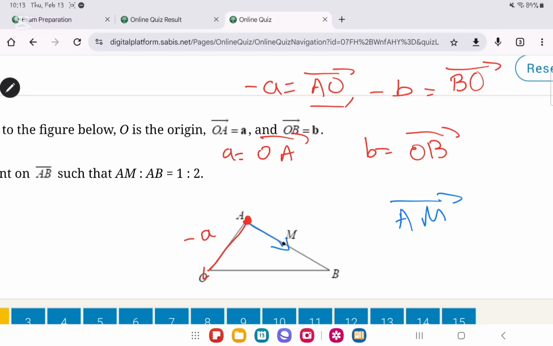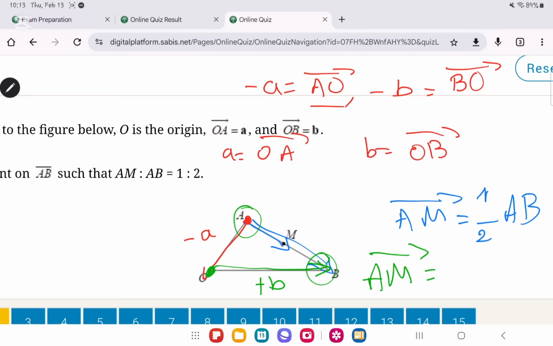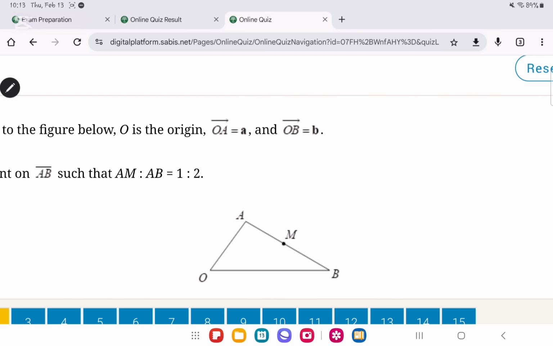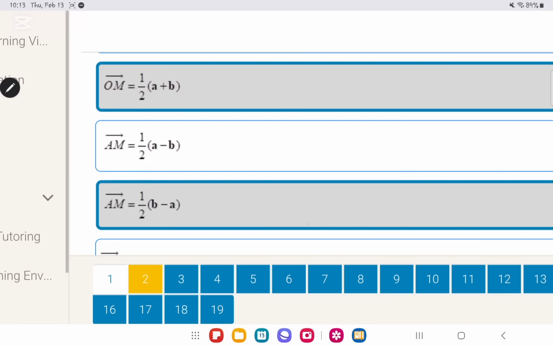And again, we know that AM is equal to half of AB. So let's say you took AB as a full. The end of AB has to meet with the end of what? The end of the other ray. So terminal has to meet with terminal, and initial has to meet with initial. Over here the initial points are meeting, and over here the terminal points are meeting. So for this one, it is OB, that means it is plus B. So in another way, you can write AM is equal to half of B minus A.